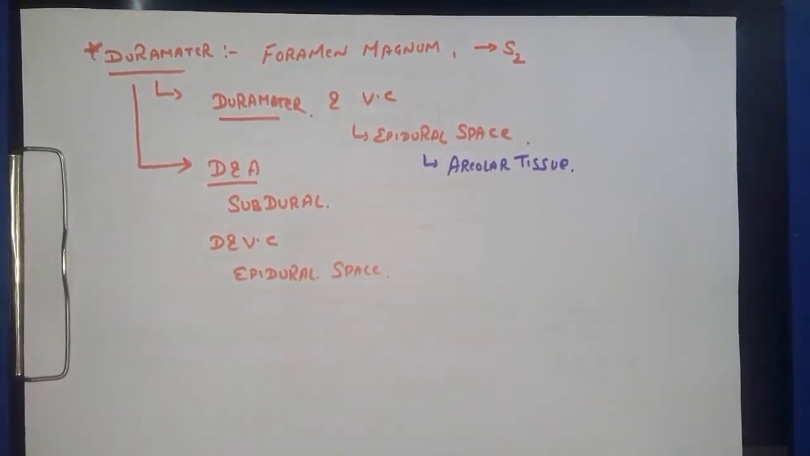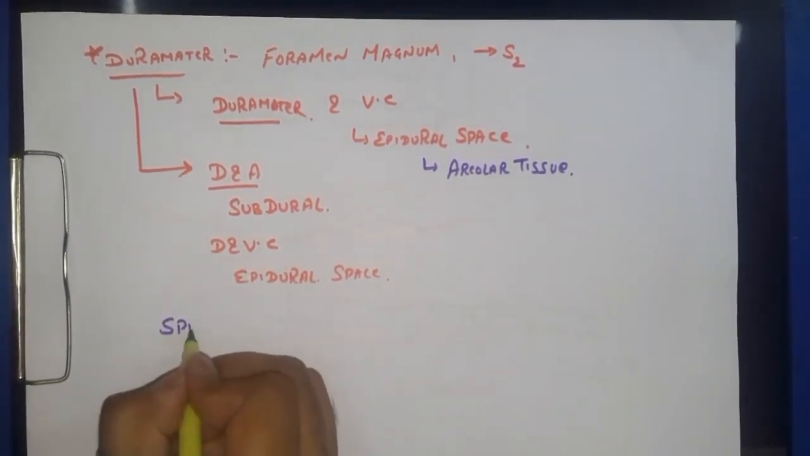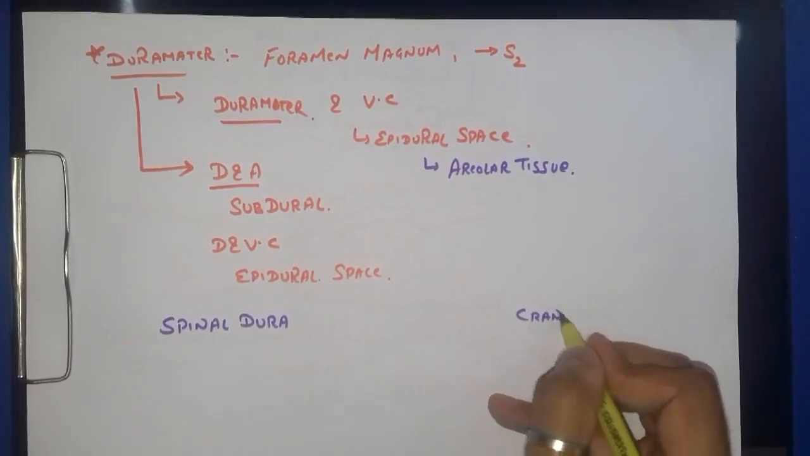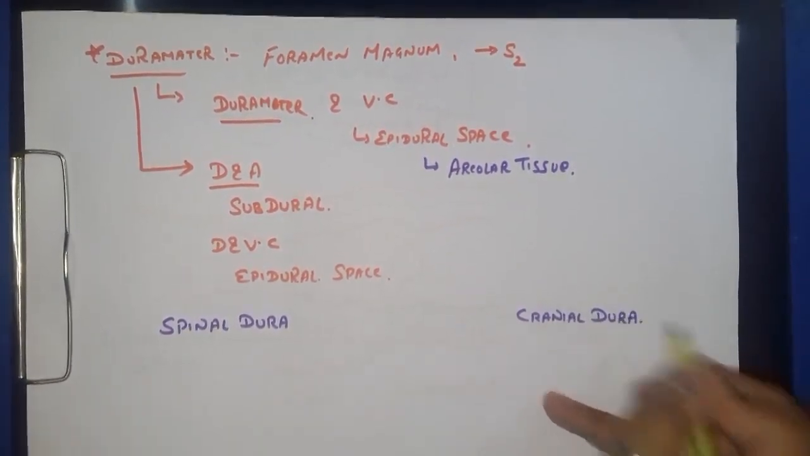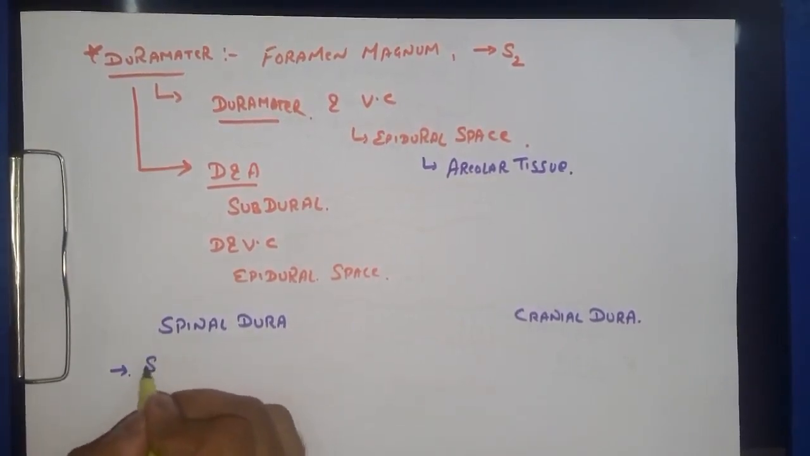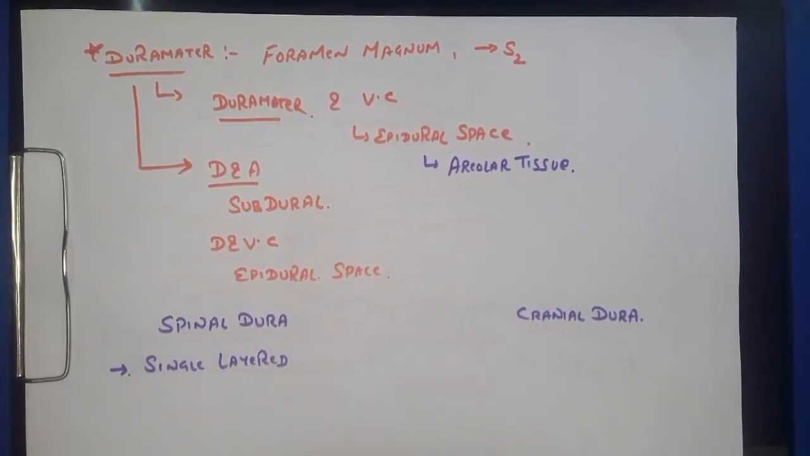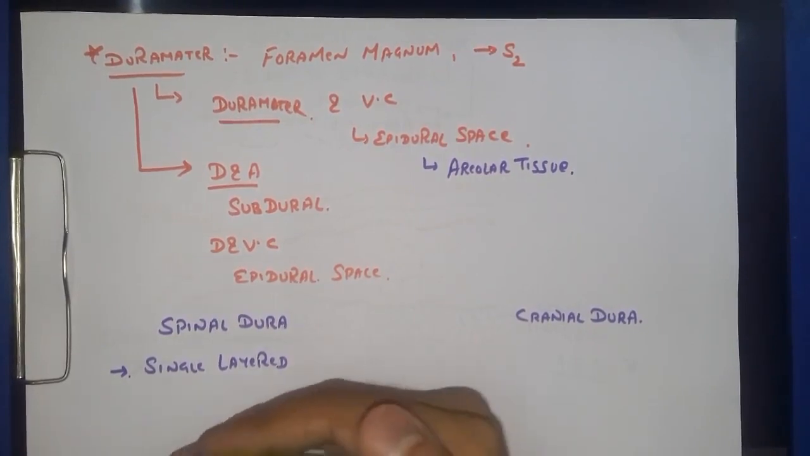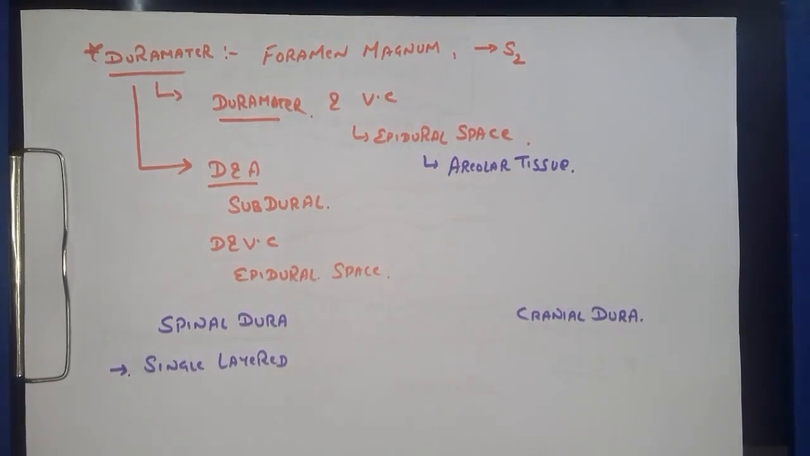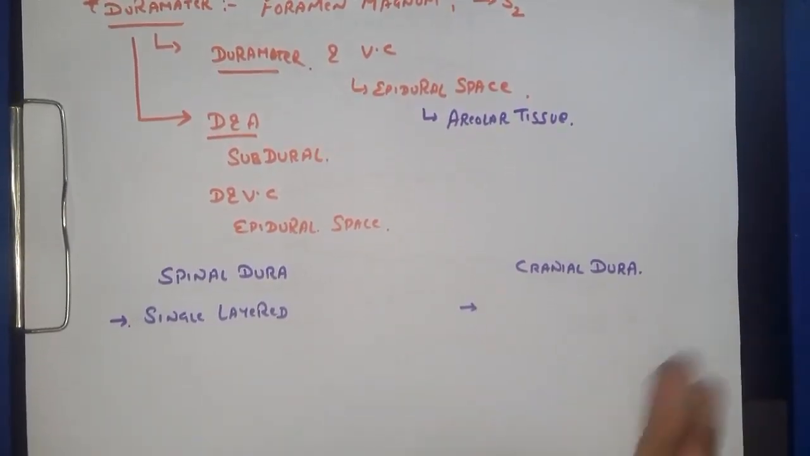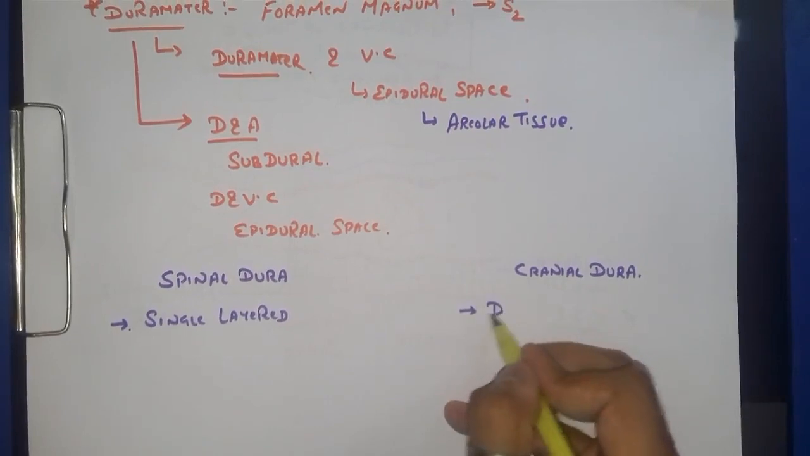As I told you, both the brain and the spinal cord consist of these three layers: dura mater, arachnoid mater, and the pia mater. Let's have a look over the spinal dura and the cranial dura. Spinal dura is always single layered, meaning outside the spinal cord there is pia mater, then arachnoid, then dura mater. After dura mater there is no other layer. But in case of the cranium, or you can say the brain, the dura mater is divided into two parts, or it may be double layered.